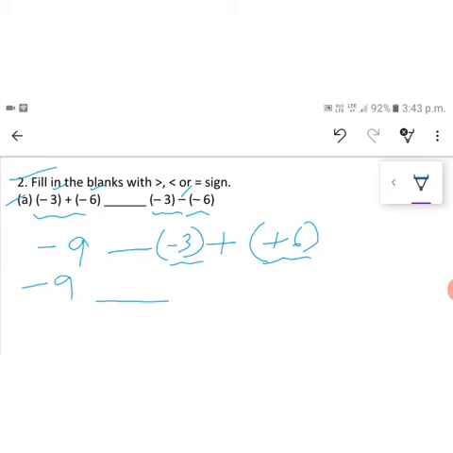Here the two numbers have different sign. So subtract these two numbers and give the sign of the bigger number. 6 minus 3, 3. And the bigger number is 6. The sign of the bigger number is plus. So plus 3. Minus 9, plus 3. Which one is greater? Here we have to find which one is greater. Always positive numbers are greater than the negative numbers. So plus 3 is greater.